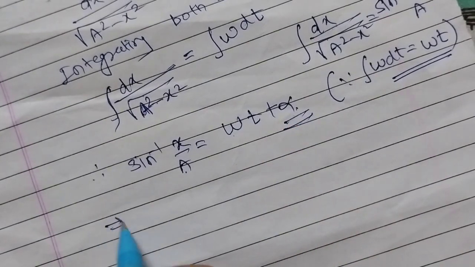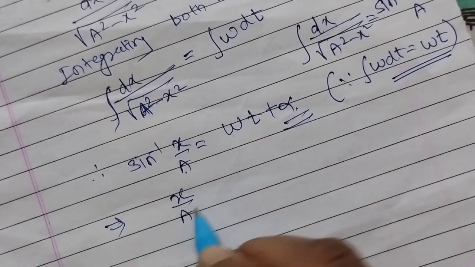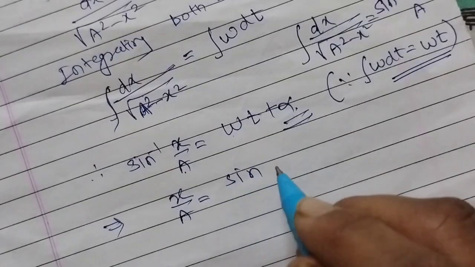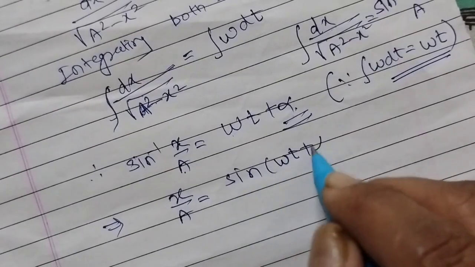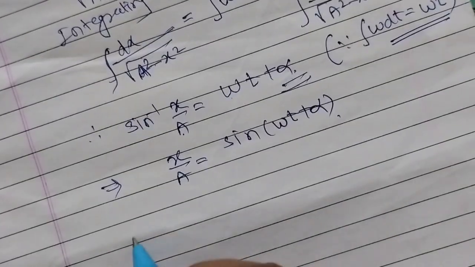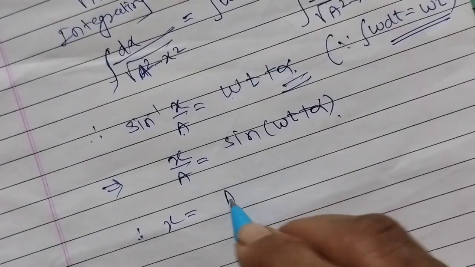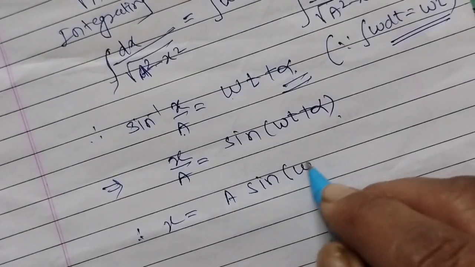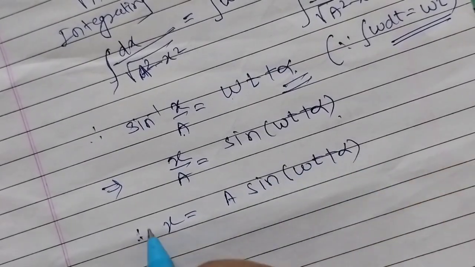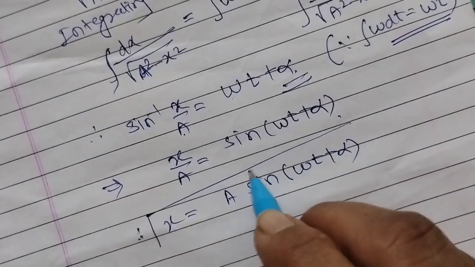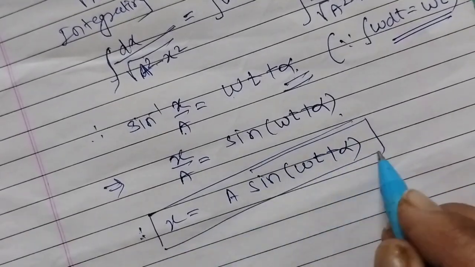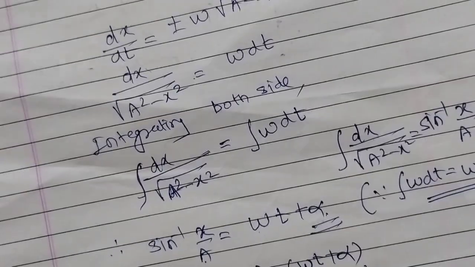Which implies that x upon a will be equals to sine of omega t plus alpha, and we can say x will be equals to a sine of omega t plus alpha, and this is the expression for the displacement of the particle performing simple harmonic motion.